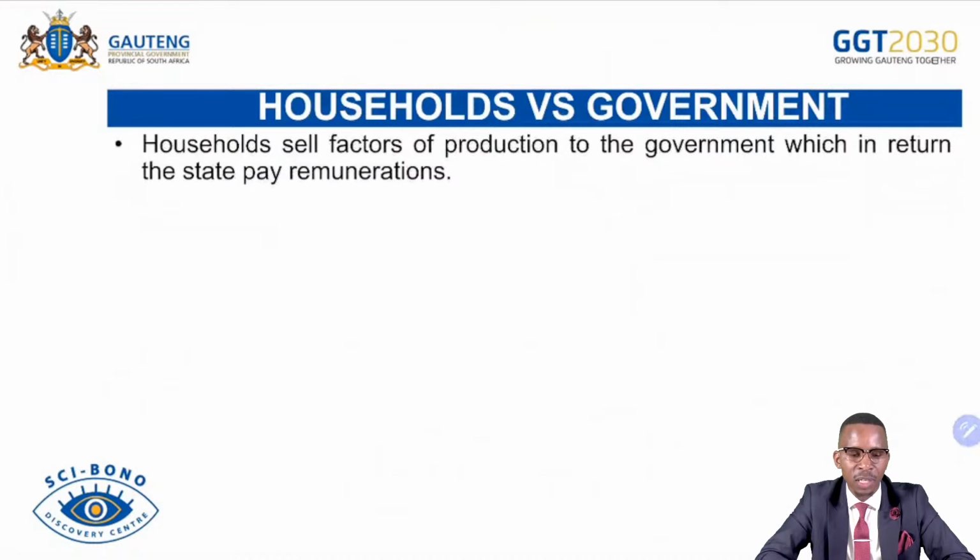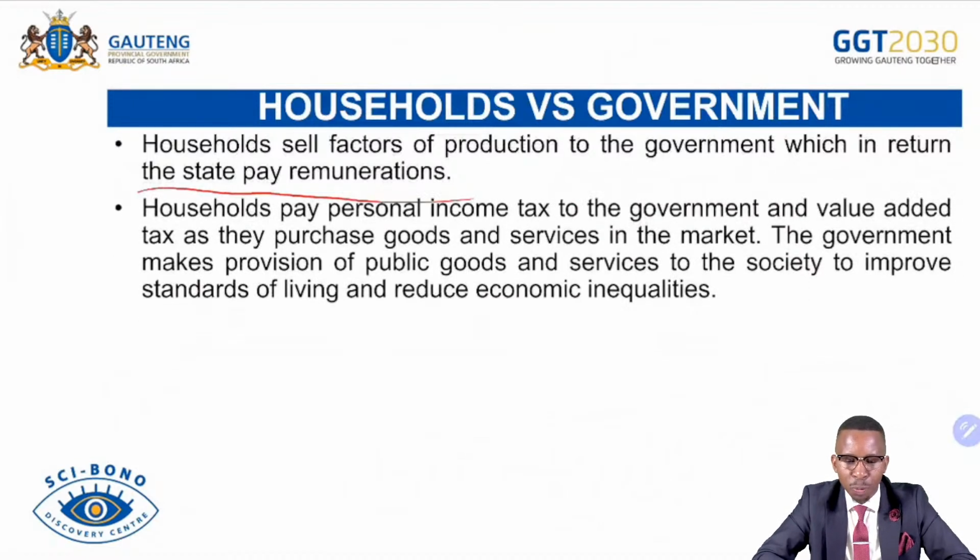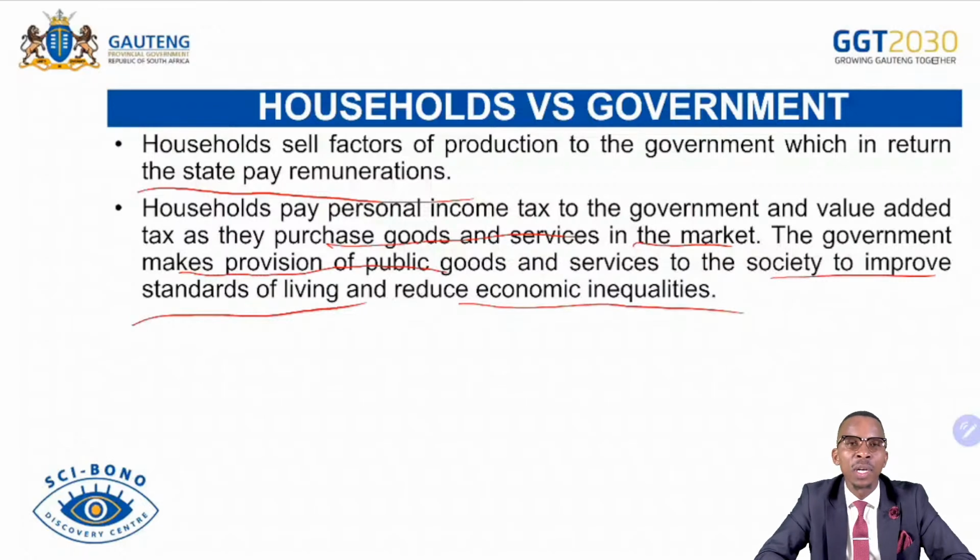The households and the government. Households sell factors of production to the government. In return, they are paid in terms of remunerations. And then also households pay personal income tax to the government and value-added tax as they purchase goods and services in the market. The government makes provision of public goods and services to the society to improve the standard of living and reduce economic inequalities. After the personal income tax as well as value-added tax have been paid to the government, it will in return make provision of public goods and services and also make provision of social transfers to those that are underprivileged, so that there can be improvement of the social welfare in the society and the economy.